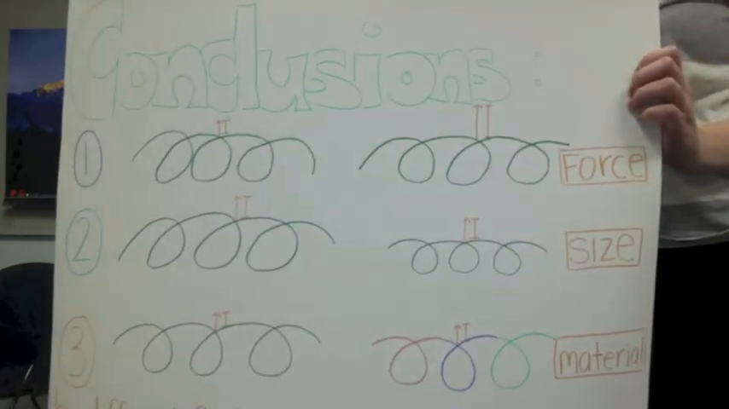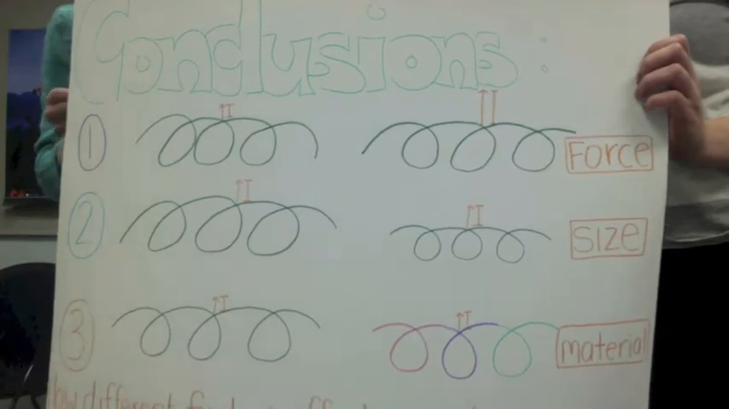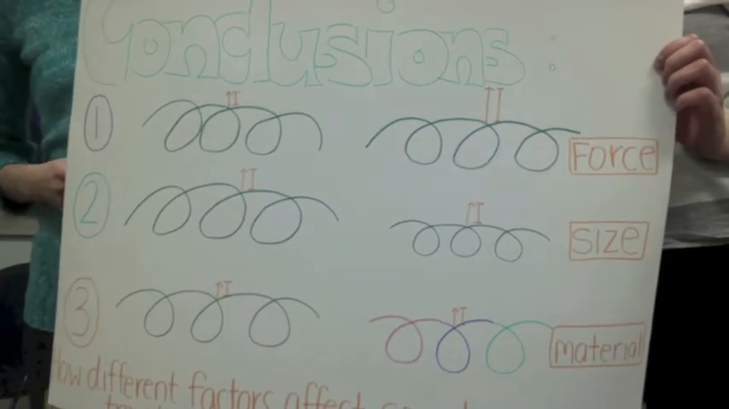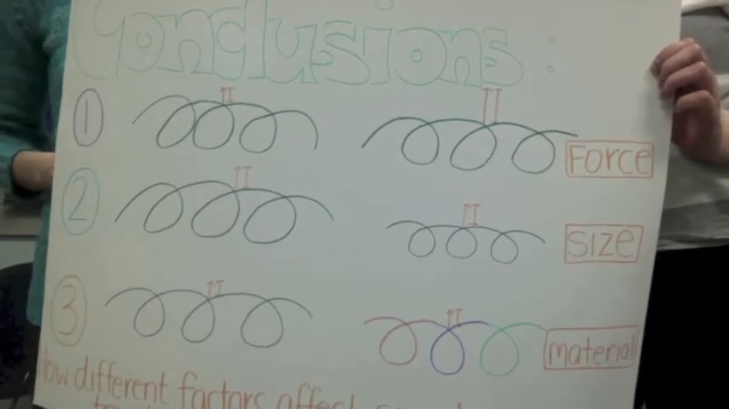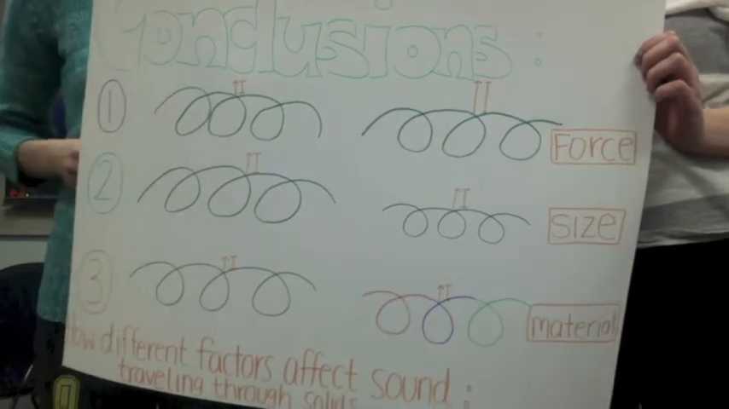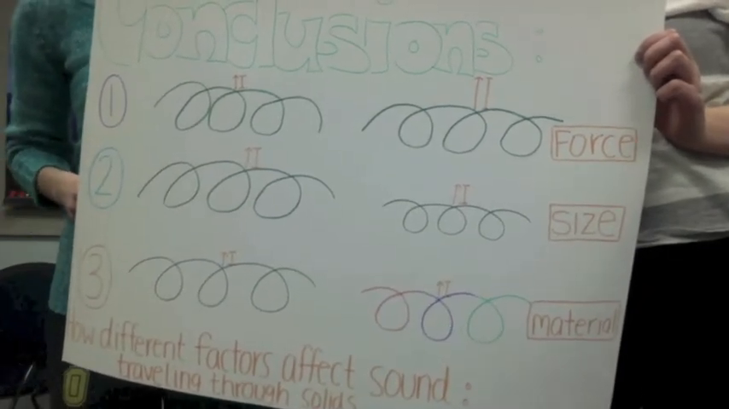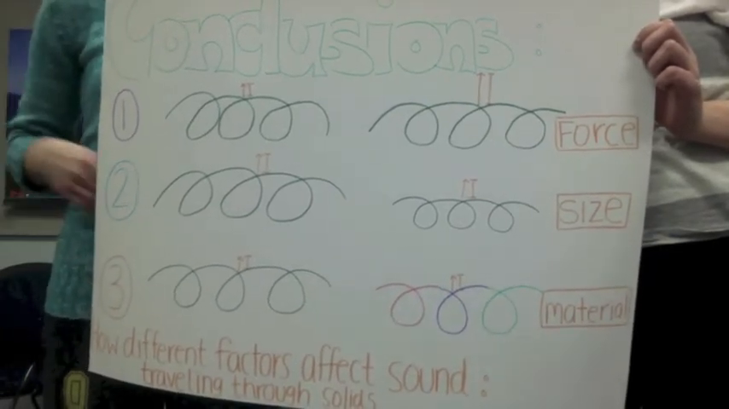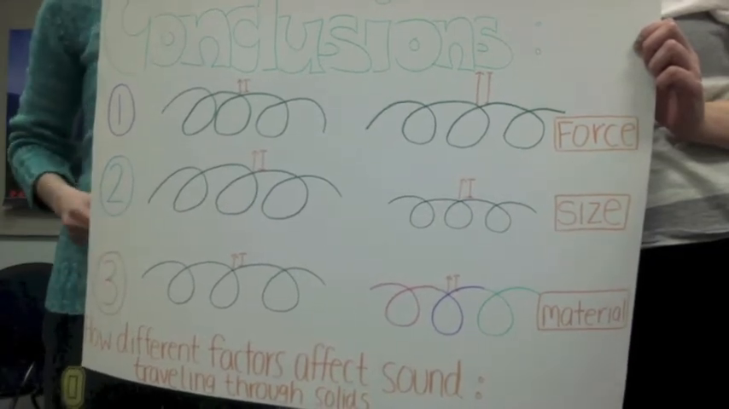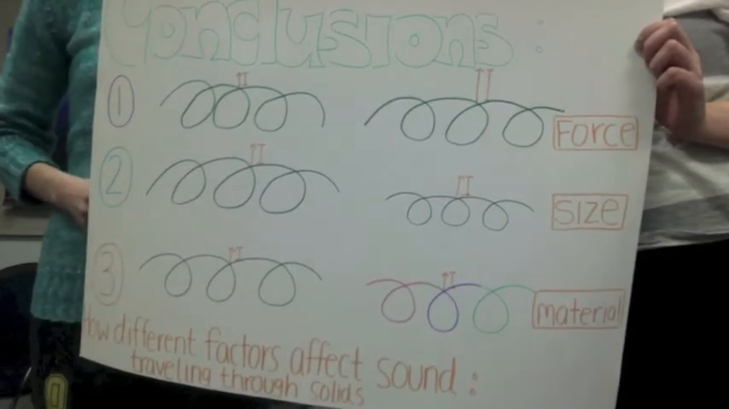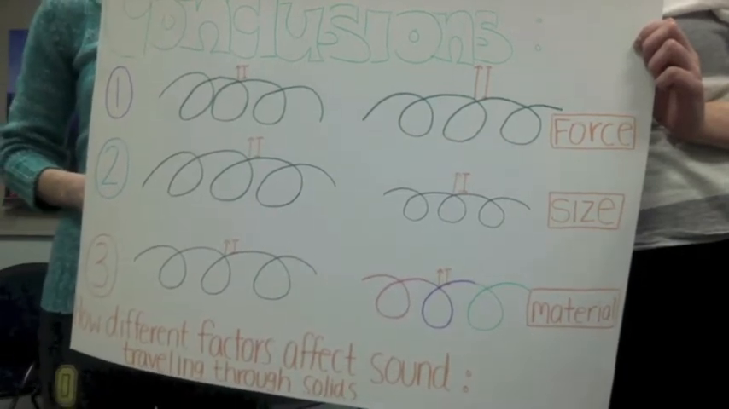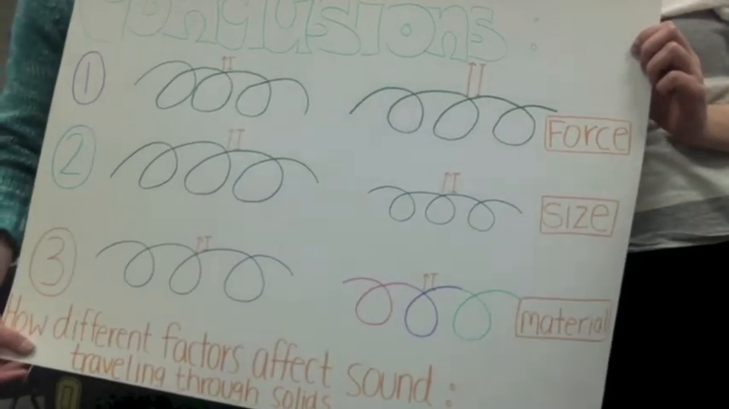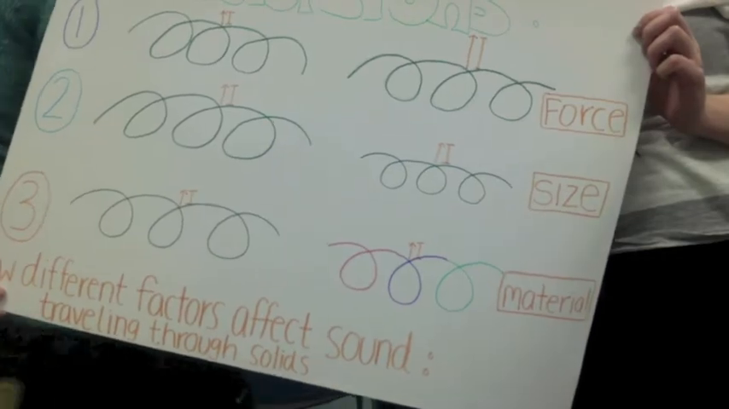Since our complex question was which factors affect the sound traveling through solids, we found that in the first investigation, amplitude has a greater impact on the loudness of the sound. In the second investigation, we found the size of the medium affects how much sound can travel through the medium. In the third investigation, we found that the type of material the sound travels through affects the type of sound that is produced. And these are how the different factors affect sound traveling through solids.